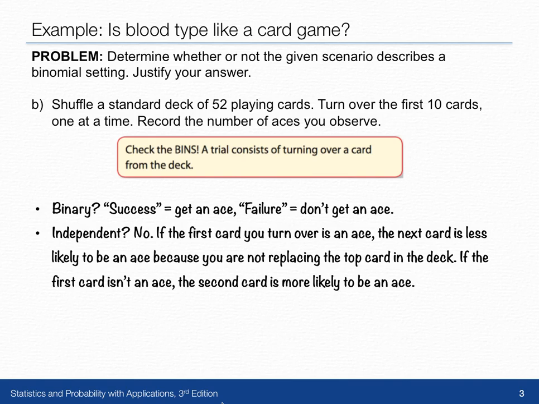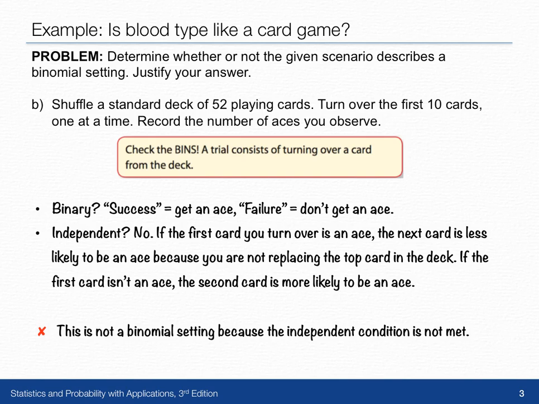However, our independent condition is not met. If the first card we turn over is an ace, then the next card is less likely to be an ace because we're not replacing the top card on the deck. We would have had 4 aces to start with out of 52 cards. However, if we draw an ace, we now have 3 aces remaining out of 51 cards. So the probabilities are not the same from one trial to the next. Also, if the first card isn't an ace, then the second card is actually more likely to be an ace. So this is not a binomial setting because the independent condition is not met.